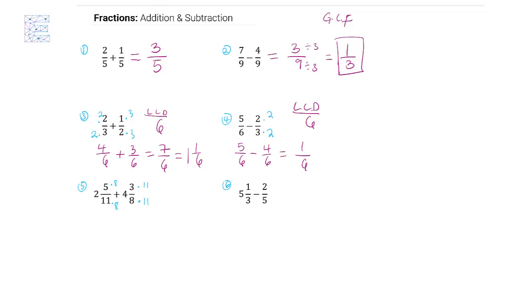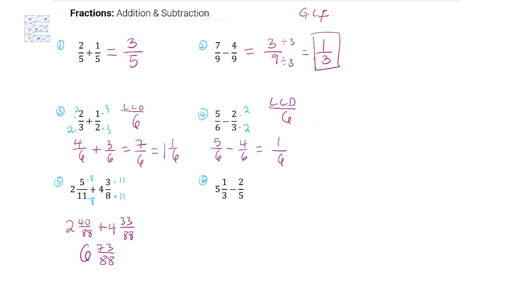So we now have new fractions, which is 2 and 40 over 88 plus 4 and 33 over 88. We can now just add the whole numbers, which is 2 plus 4, and that's just going to be 6. And then lastly, we'll add the fraction parts. 40 plus 33 is 73 over 88, and that will be our final answer for question 5.